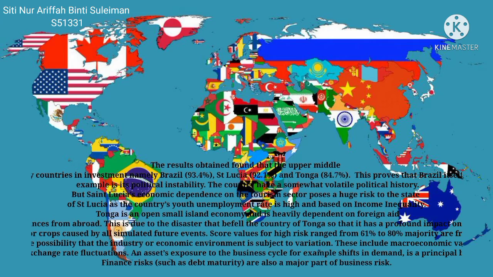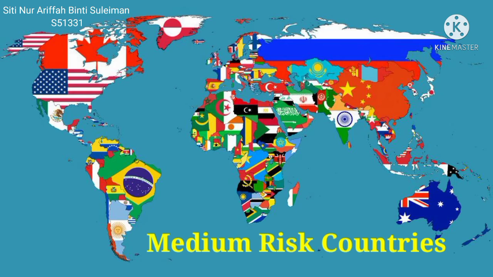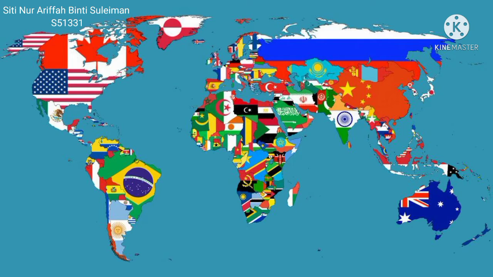And assets exposure to the business cycle, for example shifts in demand, is a principal business risk of the asset. Finance risks, such as debt maturity, are also a major part of business risk. Upper middle income countries and lower middle income countries, in contrast to low income countries, have dominated the medium risk countries of between 41% to 60%.